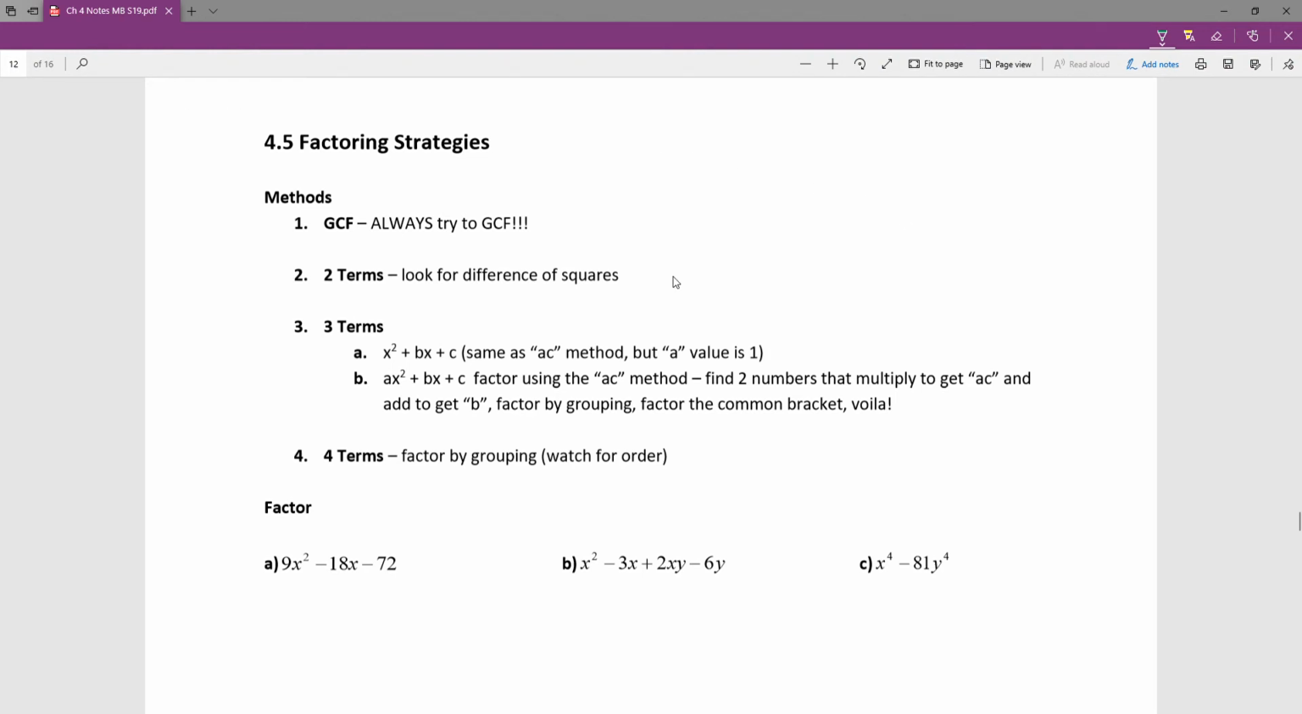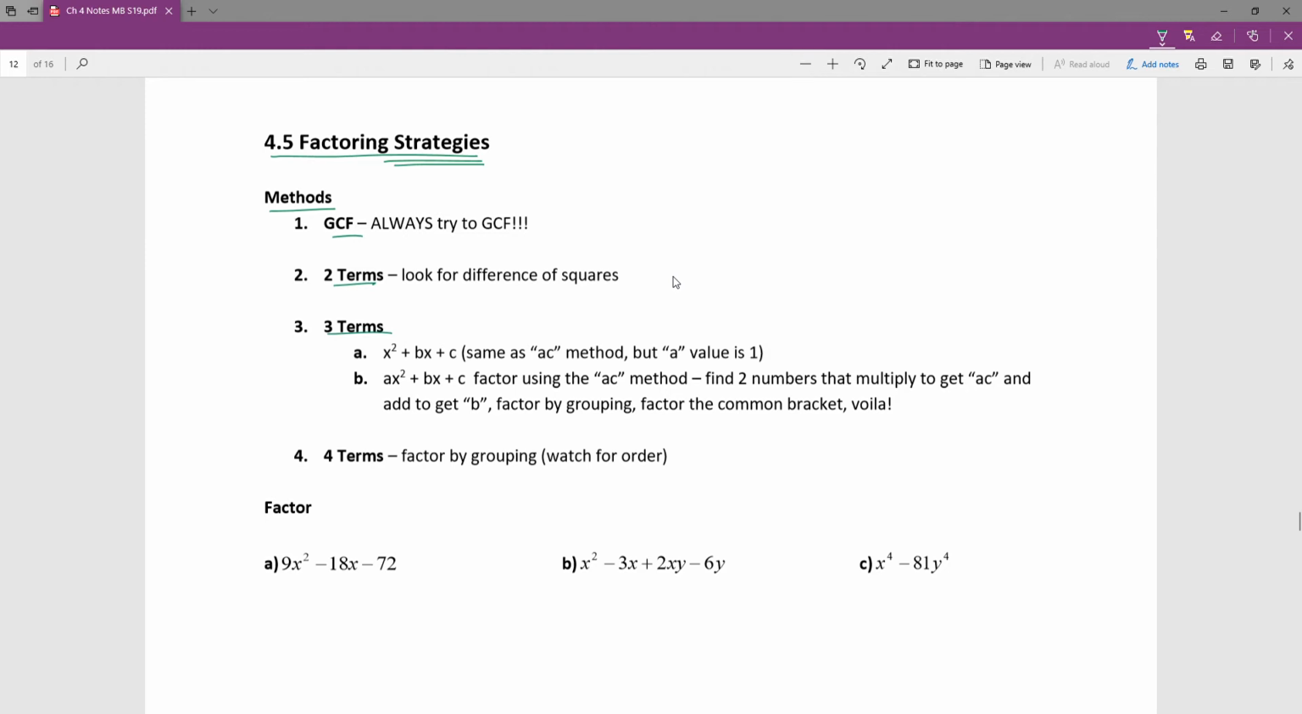So 4.5 gives us a chance to roll it all together. And 4.5 is that kind of mixing bowl with all of the different polynomials thrown in it, and you have to decide how to factor things. And so 4.5 gives us some tips or a chance to practice our factoring strategies. Now, these methods are written down sort of always like little notes here.